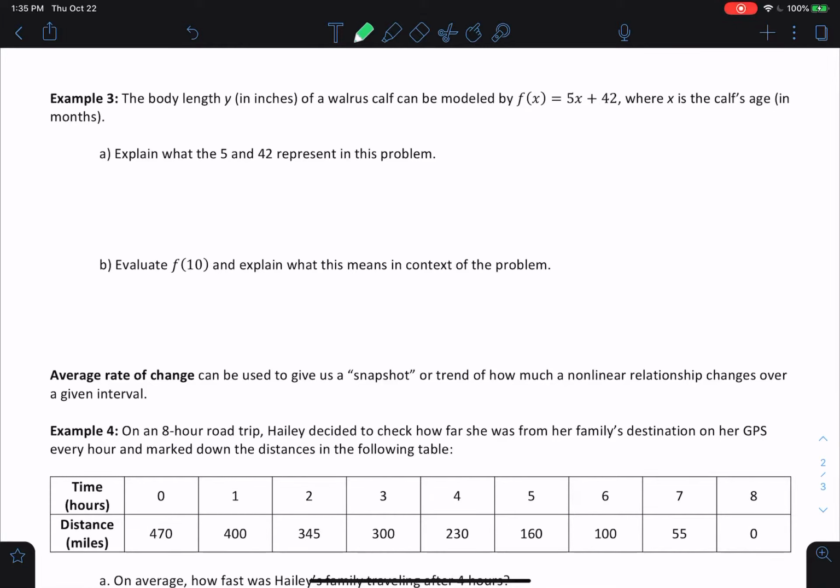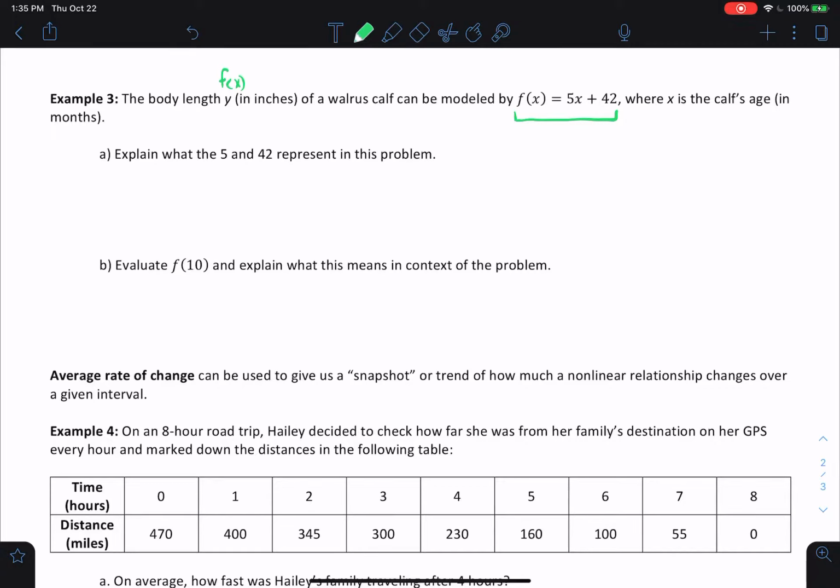In this example, we are given that the body length, y, or we could also call this f of x, in inches, so my output represents inches, of a walrus calf can be modeled by this function right here. X represents the calf's age in months. So explain what the 5 and the 42, what do these numbers mean?